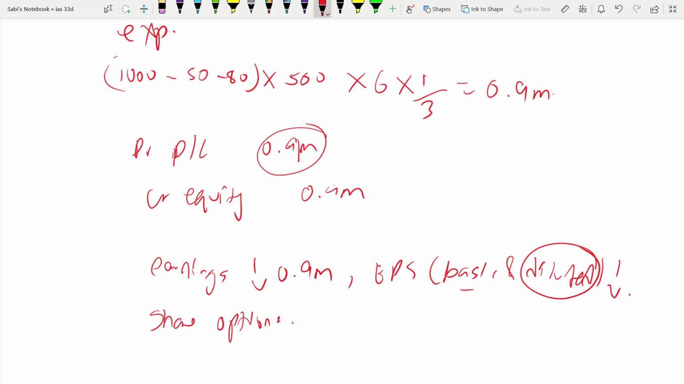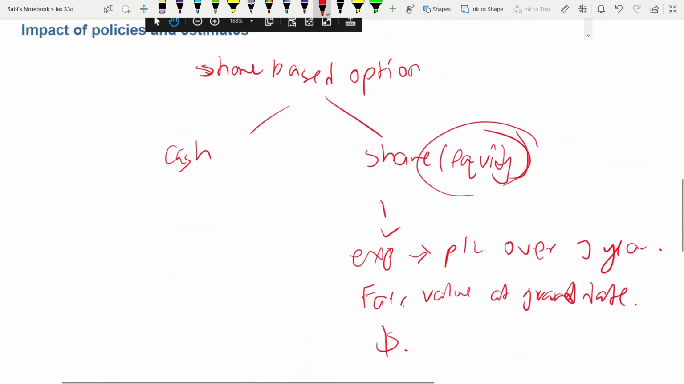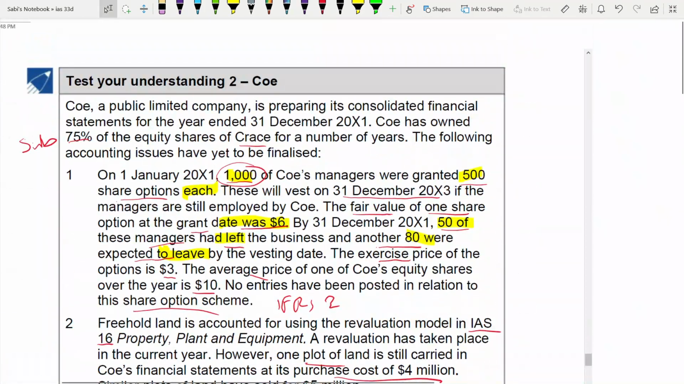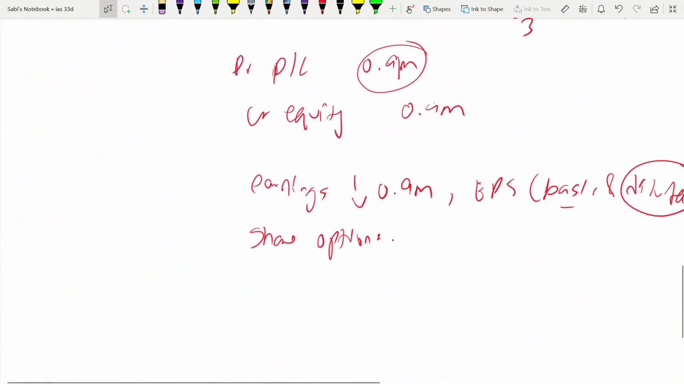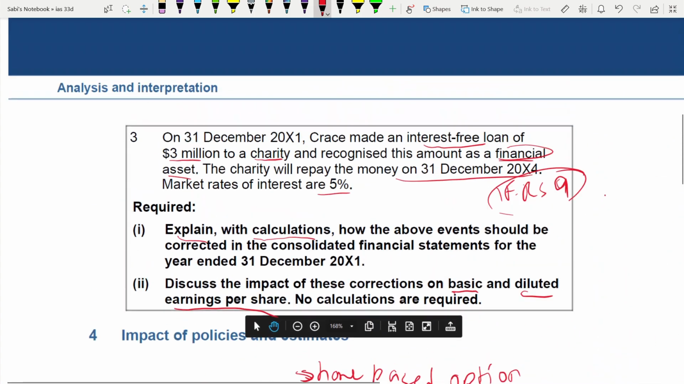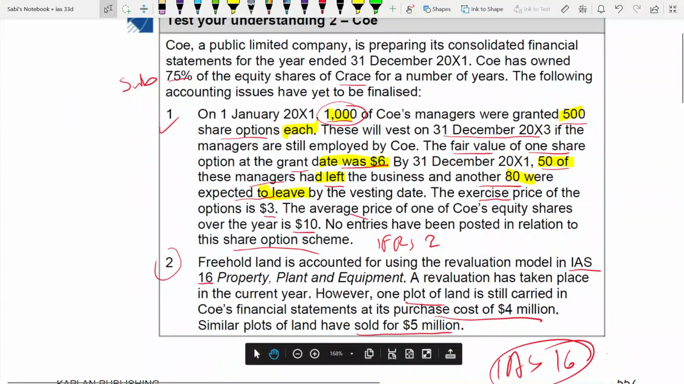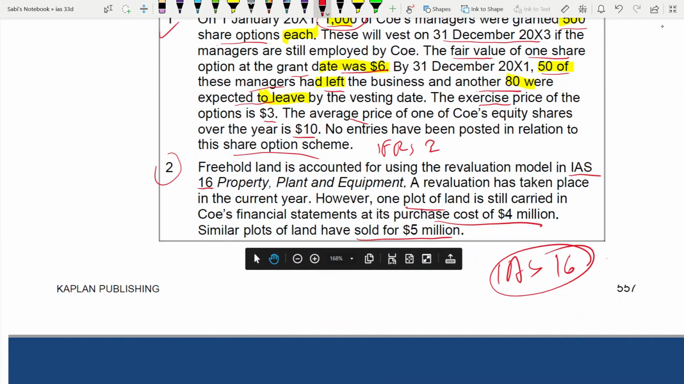Now we are moving on to the next, that is part B. Part A is over. Number 2 is land, right? IAS 16. This you should be knowing, right? But in IAS 16 there is one more standard. Here they told that the revaluation model is used. If a revaluation model is used, you have to use IFRS 13, fair value measurement.